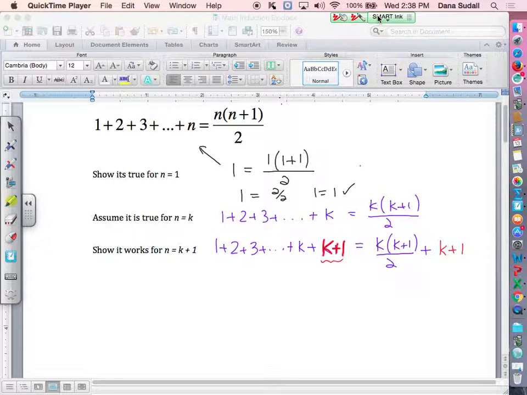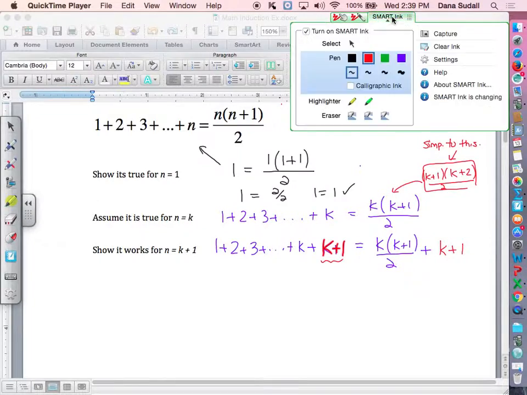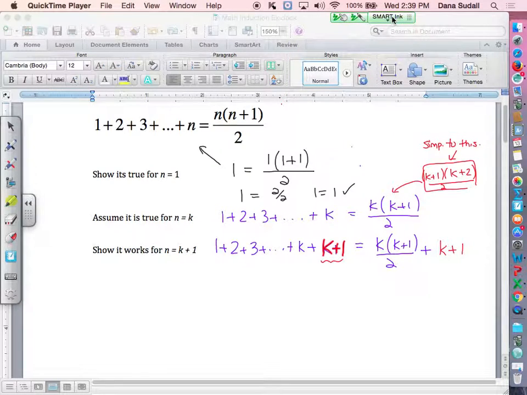And then you're going to work on this right-hand side to simplify it so that this looks like the next term. So instead of k, it would be k plus 1. Instead of this being k plus 1, it would be k plus 1 plus 1, which is plus 2, and the denominator would stay the same. This is what we're trying to simplify to. All right, so let's work on this right-hand side then and see if we can make it look like that.